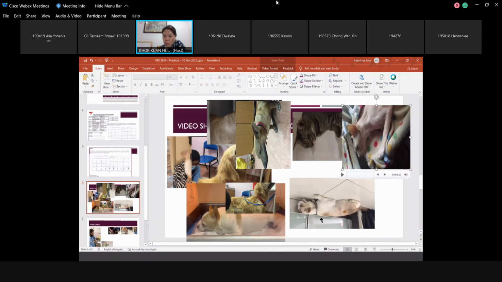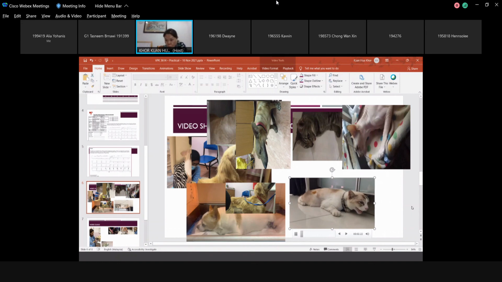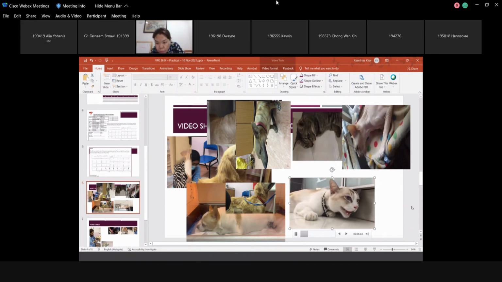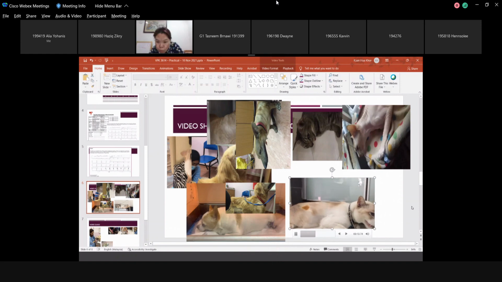What is this cat doing? Sorry, I messed up again. What is this cat doing? Open mouth breathing. Okay, again. Gasping for air. What else? You see the abdomen? It's an abdominal breathing also as well.